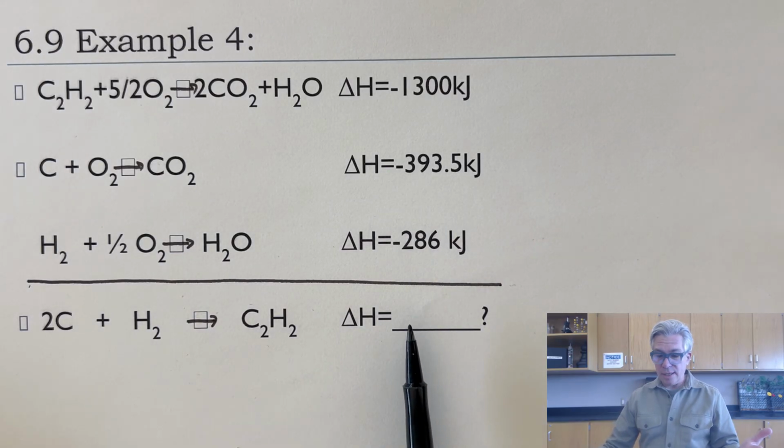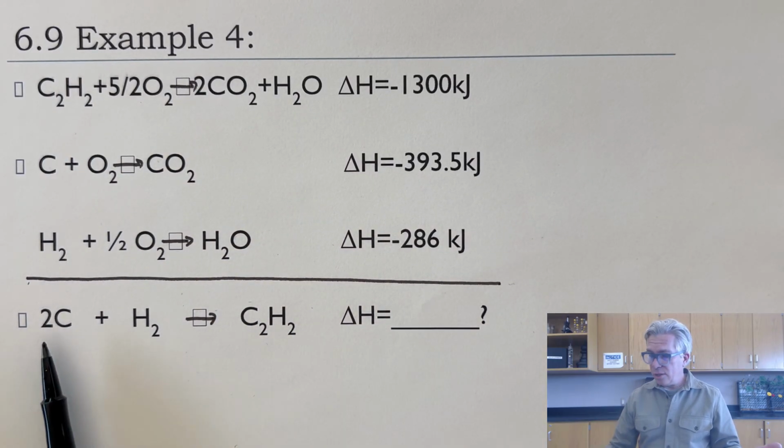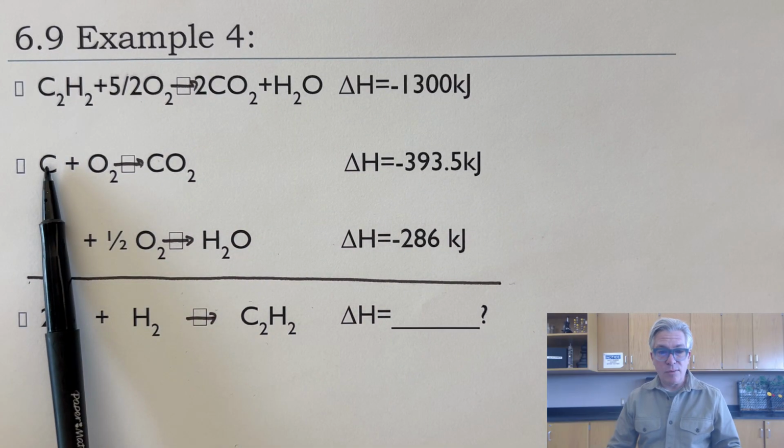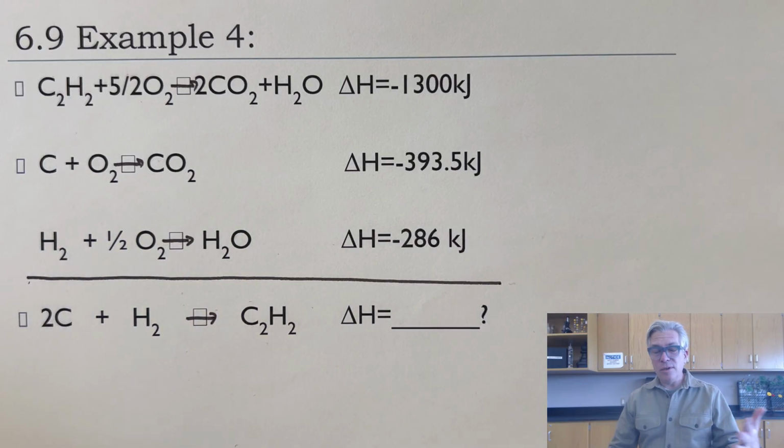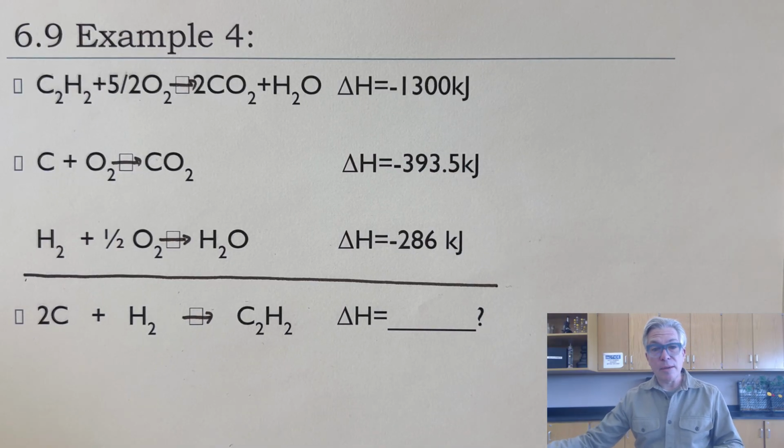Well, you might be looking at it and saying they don't add up because this is on the wrong side. And also I need 2 carbons and I only have 1 carbon. So take a moment and see if you can guess how you might manipulate this series of equations to get the total. Back here in a couple seconds.